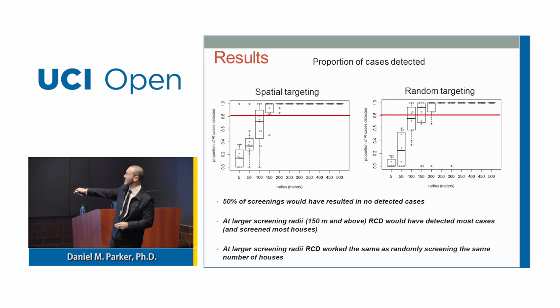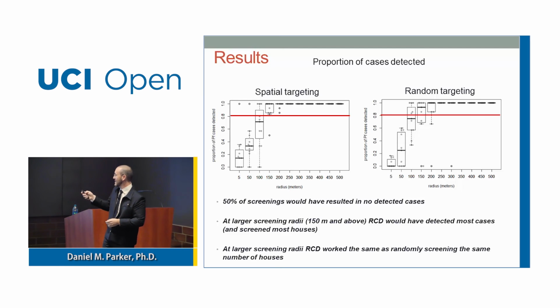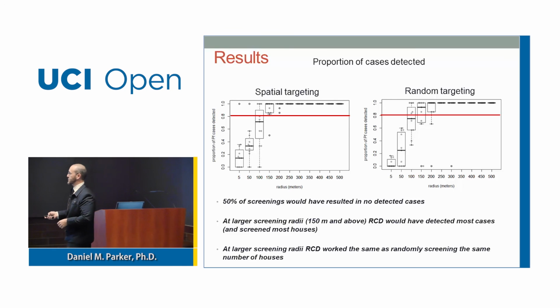So that means if I would have screened within 150 meters radius, say I screened 20 households that would have all been clustered around those index cases from the previous month, I could have just randomly selected 20 households in that same community and I would have done almost as well at larger screening radiuses.